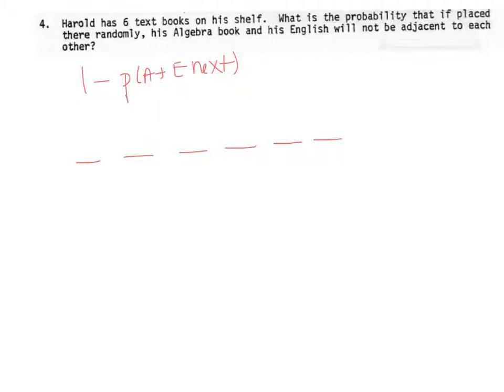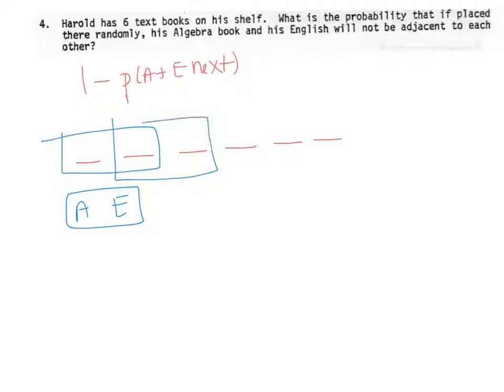First, I'm going to place his algebra and his English book together. So these two are going to be placed together. So I need to know, how many options do I have? Well, they could be placed here. 1, 2, 3, 4, 5. Okay, so there's 5 places that his algebra book and his English book could go.